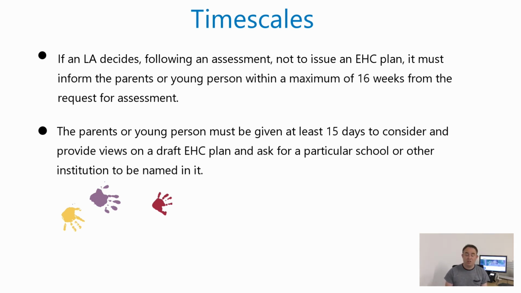If the local authority refuses at week 16 to issue an EHC plan, then they'll write to you, give you the reasons why, and that will trigger a right of appeal for you to the Special Educational Needs Disability Tribunal, where you can appeal against the refusal to issue an EHC plan. So now we've dealt with the timescales.